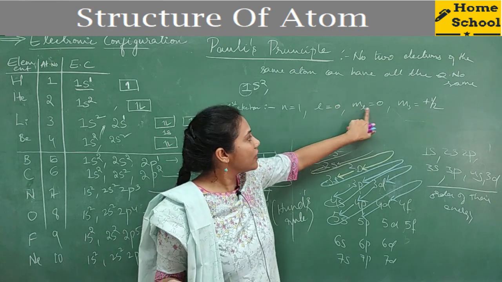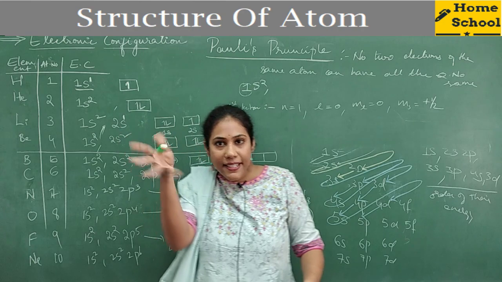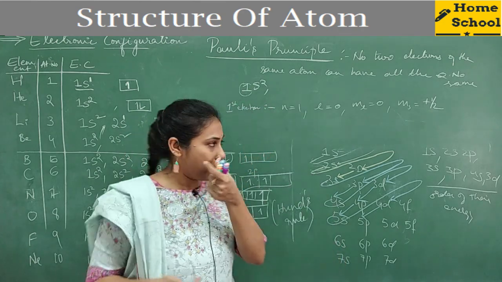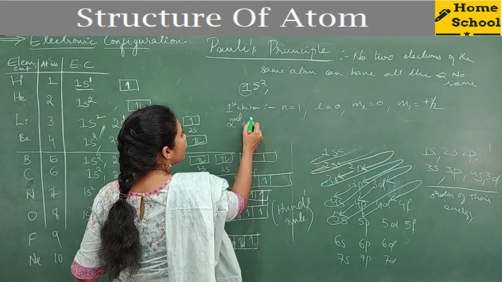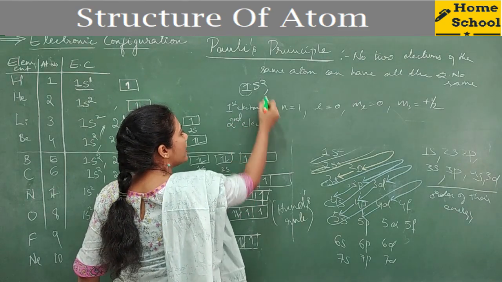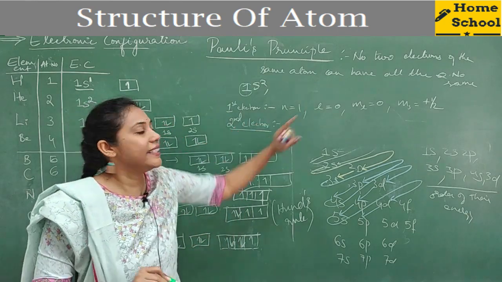When L is equal to 0, ML is equal to 0, MS is equal to plus half. That means it is spinning in a clockwise direction. Okay, now let me describe my second electron. There are 2 electrons in this subshell, right? Let me describe my second electron also with the help of the quantum numbers.